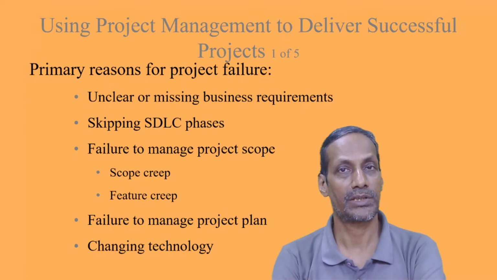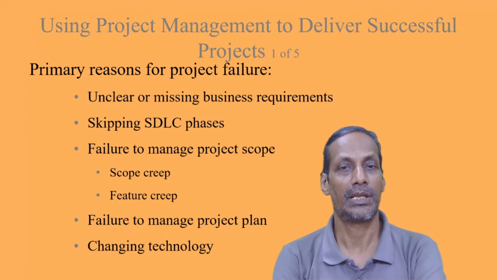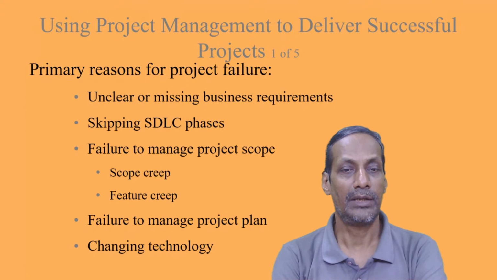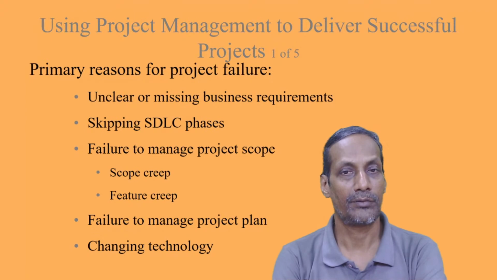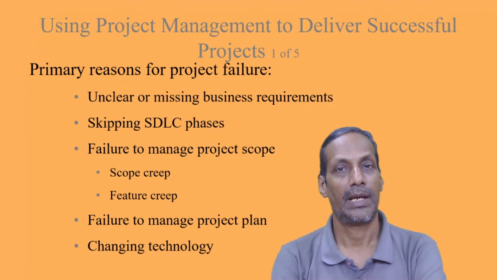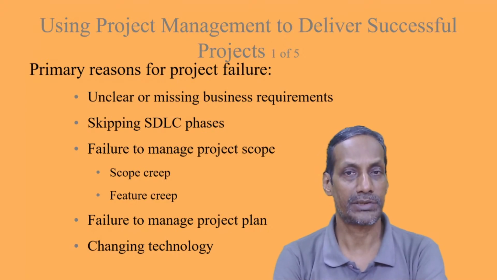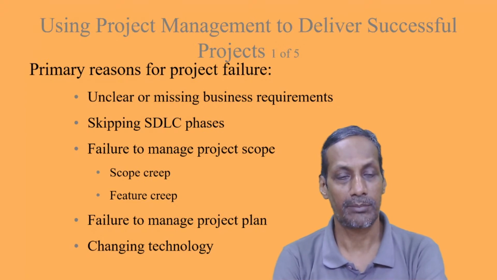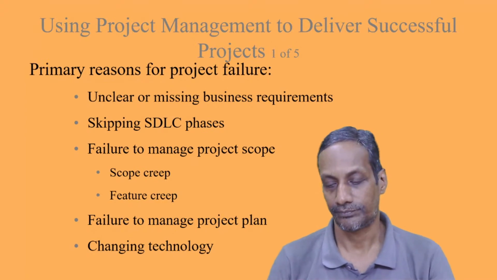If you are failing to manage the project scope, that is the scope creep and the feature creep, then also you will be failing with your project. The failure to manage the project plan can also lead to the failure of the information systems project. And last but not the least, changing technology also affects projects.